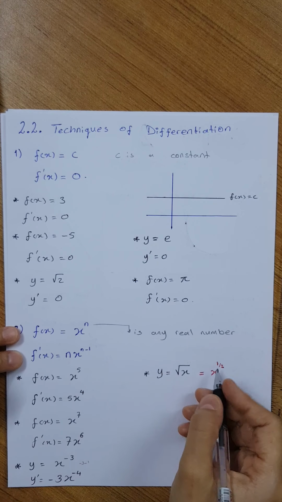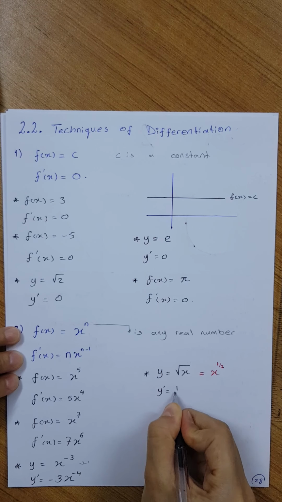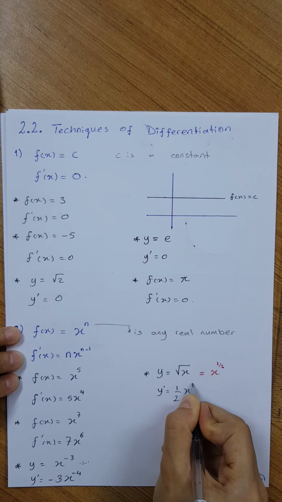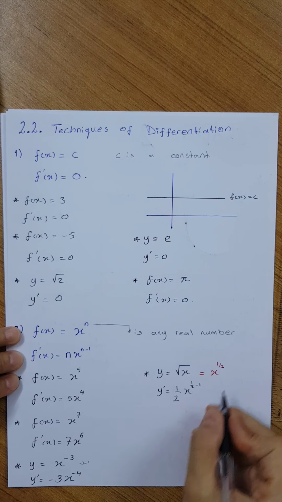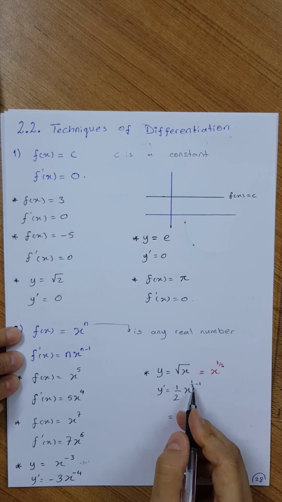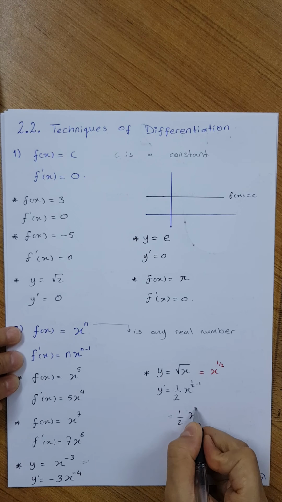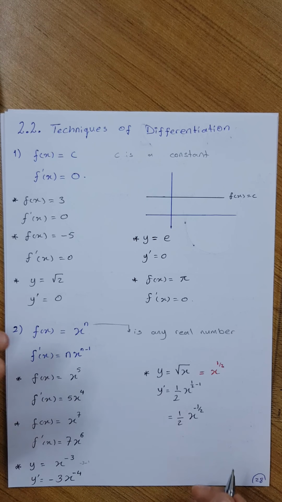So we are taking the derivative of that power. Y prime is equal to what? 1 over 2 x to the power of 1 over 2 minus 1. Decrease the power by 1. So that one is equal to 1 over 2 x to the power of half minus 1, which is minus half, minus 1 over 2. I will rearrange this one.